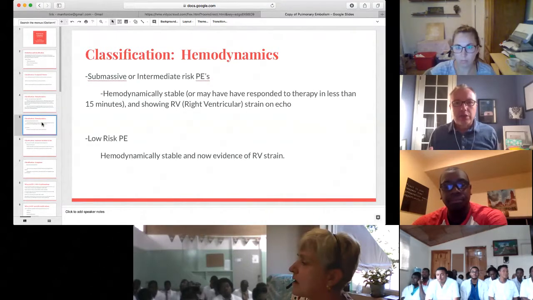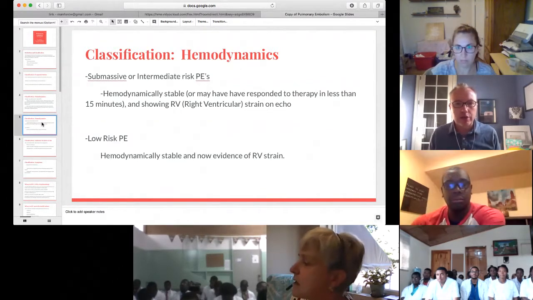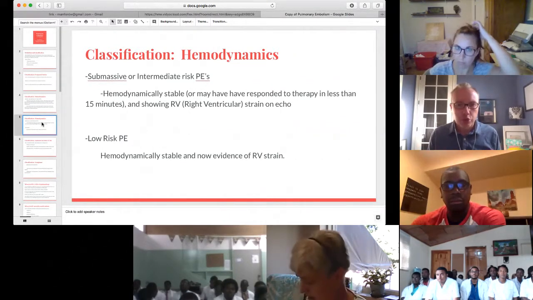So we won't get into it today, but these are really the most important classifications when it comes to treatment later on. So just keep in mind these three categories because that will help you determine types of treatments going forward.